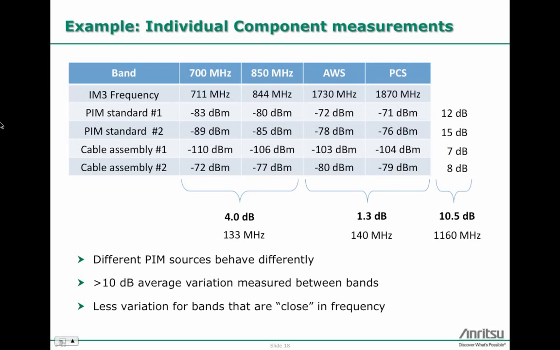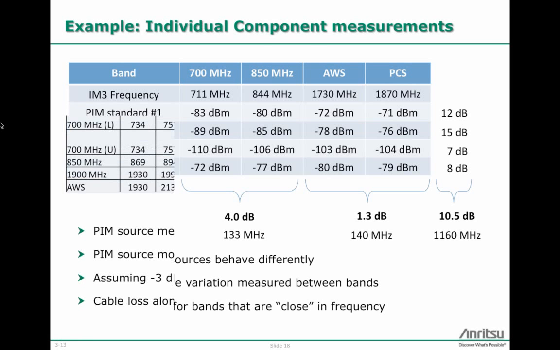And that makes sense. I think if you did enough sampling, I don't think you would necessarily see a statistical difference that says AWS and PCS are always closer than 700 and 850. I think in the long run, these would all average out. My experience has been, within those two bands, I would expect to see something on the order of that 4 dB variation. And across the bands, 10 dB variation is probably something that I would say is very, very typical.